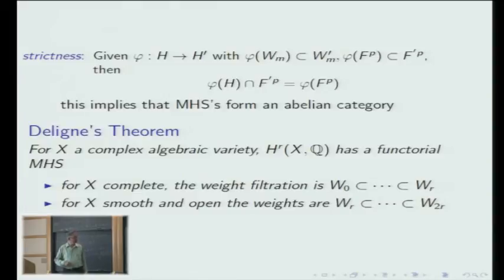Deligne's theorem then is that for a complex algebraic variety, the cohomology with Q coefficients has a functorial mixed Hodge structure. For a complete variety, a compact one, the weight filtration goes from 0 up to the degree of the cohomology. For a smooth and open one, it begins at the degree and goes up to twice that. So in general, it goes from 0 to twice the dimension.